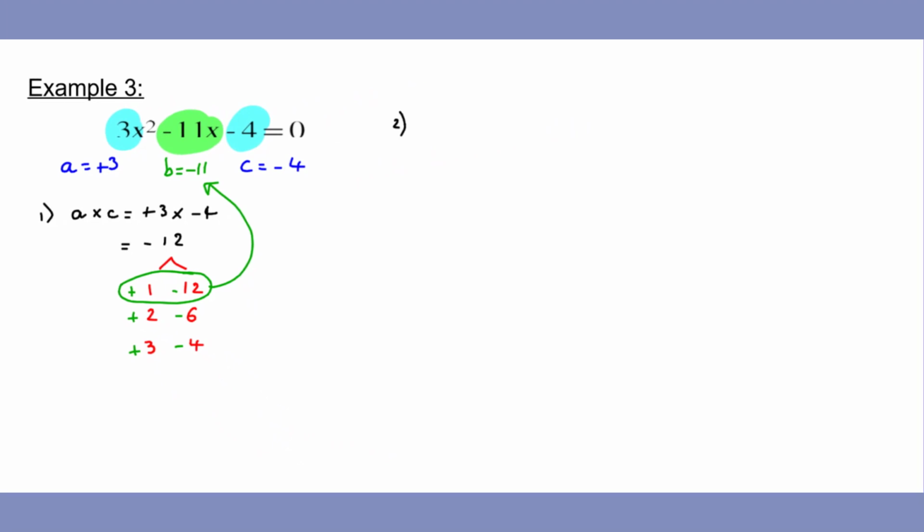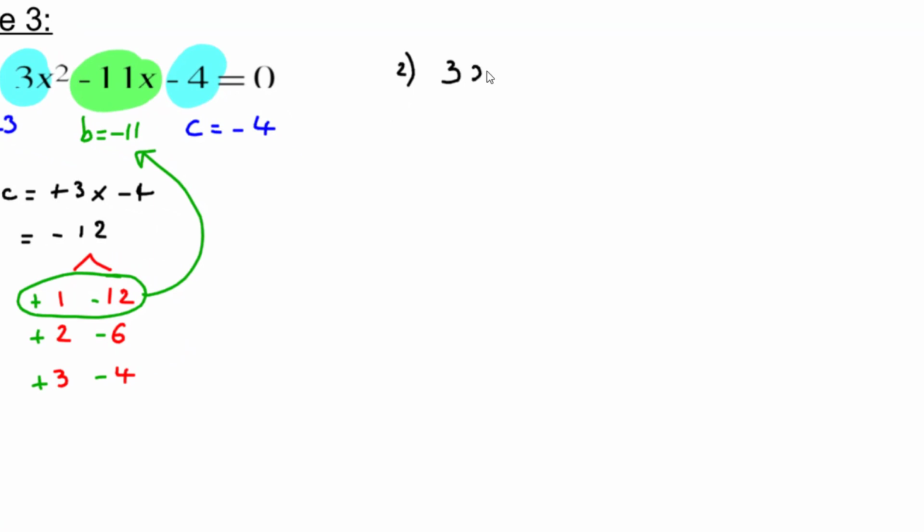Now we can incorporate those two matching factors in our quadratic. So instead of writing minus 11x, we're going to write plus 1x minus 12x, to give us minus 11x. So the equation becomes 3x squared plus x minus 12x, which is our minus 11x, and then minus 4, the last term, equals 0. Matching factors are incorporated in our quadratic.